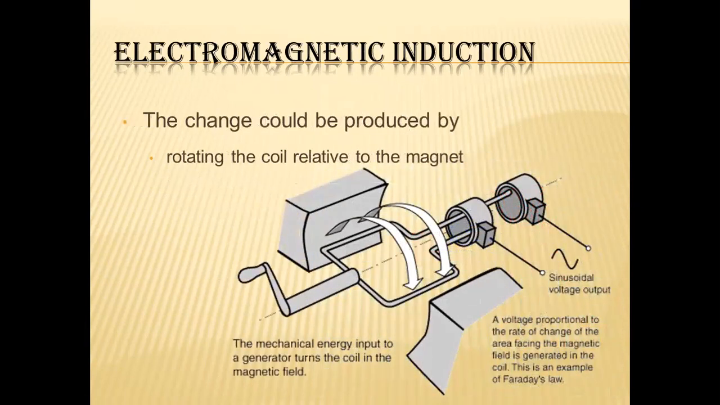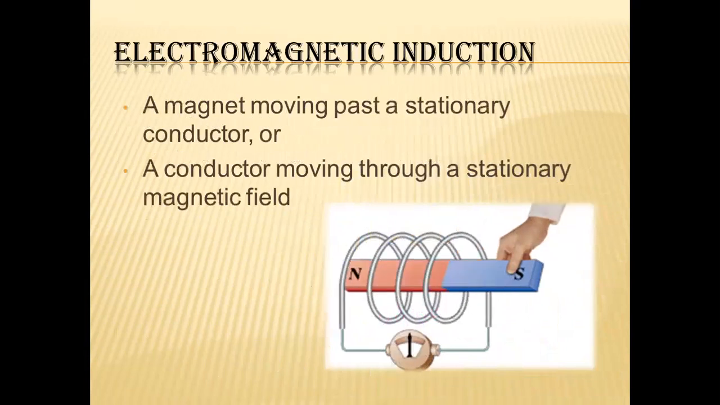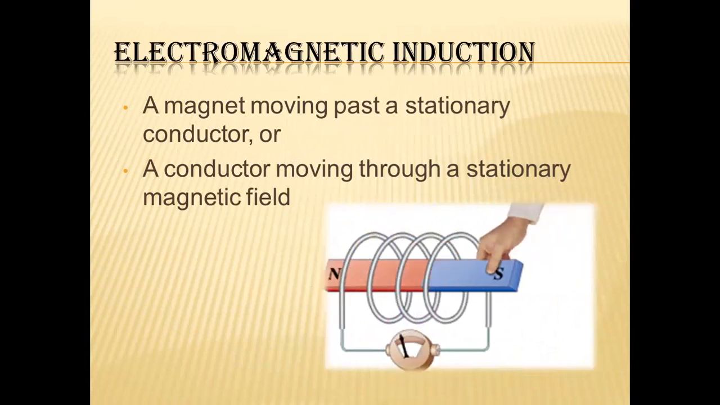Change in the magnetic field can be produced by rotating the coil relative to the magnet. Change in the magnetic field can also be produced by changing the strength of the magnetic field. So on the whole, you can see EMF can be generated by moving a magnet past a stationary conductor or a conductor moving through a stationary magnetic field. In both ways, an EMF can be induced in the coil.